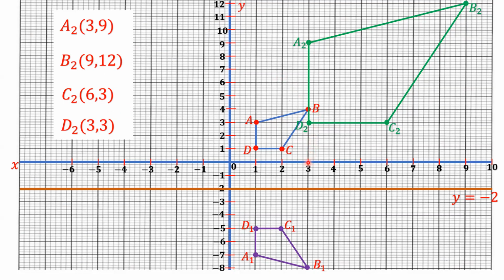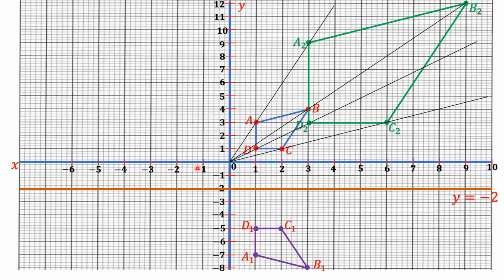A2 is 3, 9. B2 is 9, 12, right? So you can see the 12 over here, 9, 12. And then we have C2. C2 is 6, 3. And then we have D2. D2 is 3, 3. And so that means that that's the enlargement right now. Notice for the enlargement, it got bigger, right? It got bigger. Okay, let's move on to the next question.